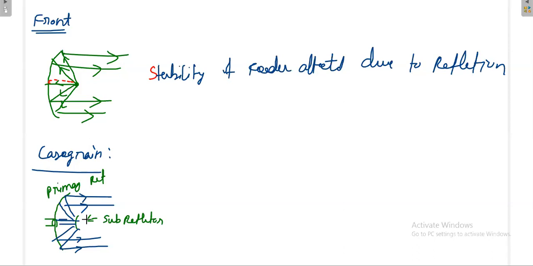But what is happening? This portion is not sending any signal. This sub reflector is stopping some amount of electromagnetic waves, and again you are losing your electromagnetic energy. See what is happening in this portion, you are not getting any signal. The EM waves are stopped in the direction of the sub reflector. No EM waves.